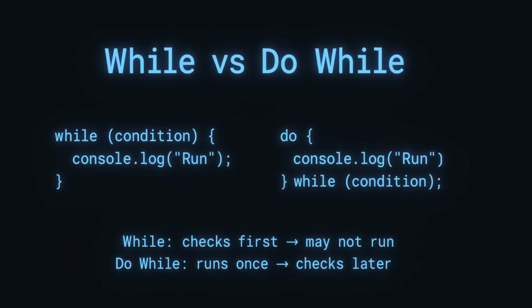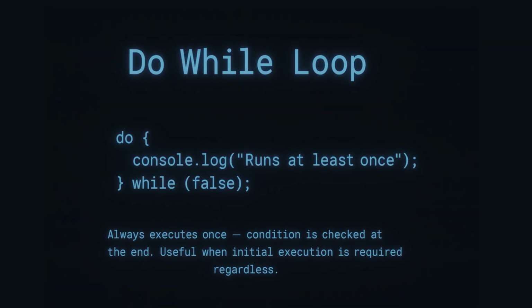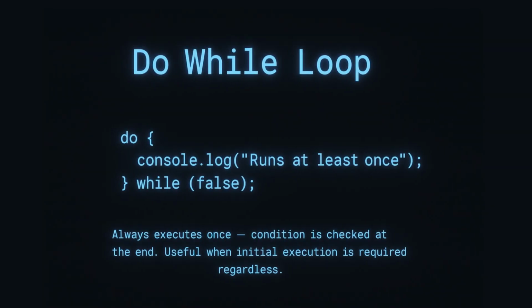Now the do while loop. The difference between while and do while is that do while runs at least once. The check happens only after the first run, at the end. let i = 0; do { print "at least once"; i++ } while (i < 0). Do while always runs at least once, even if the condition starts false. It's useful when you need initial execution regardless.